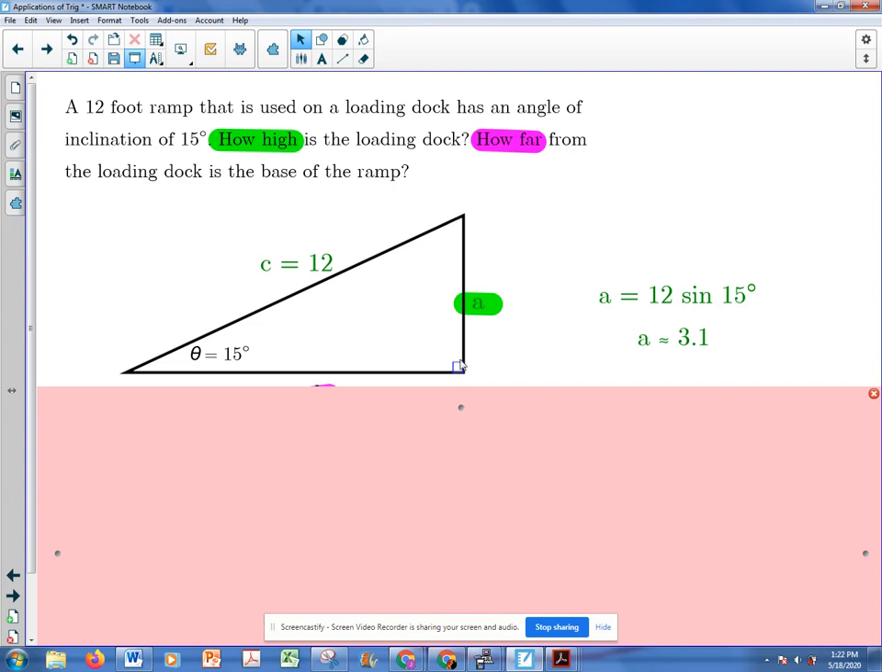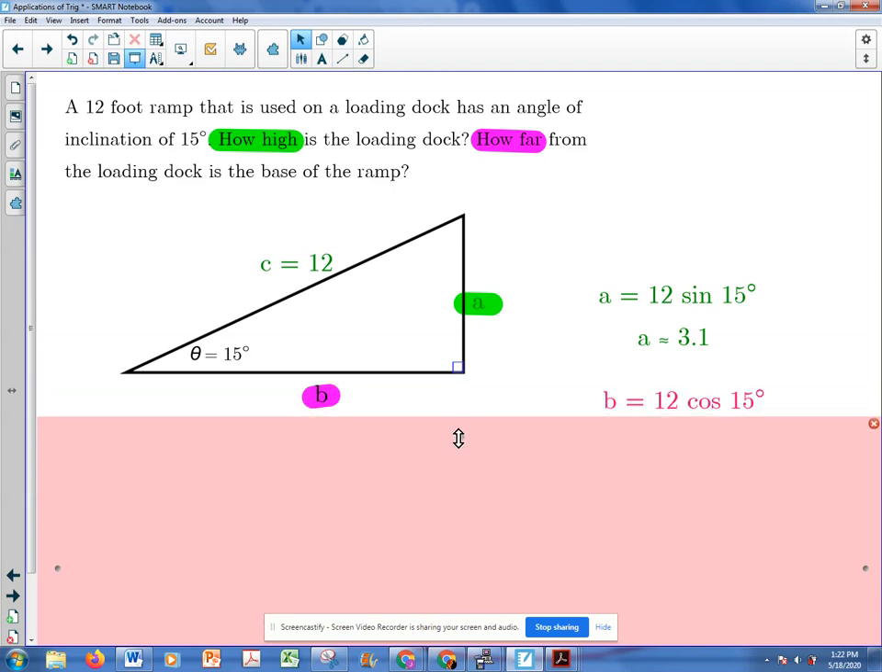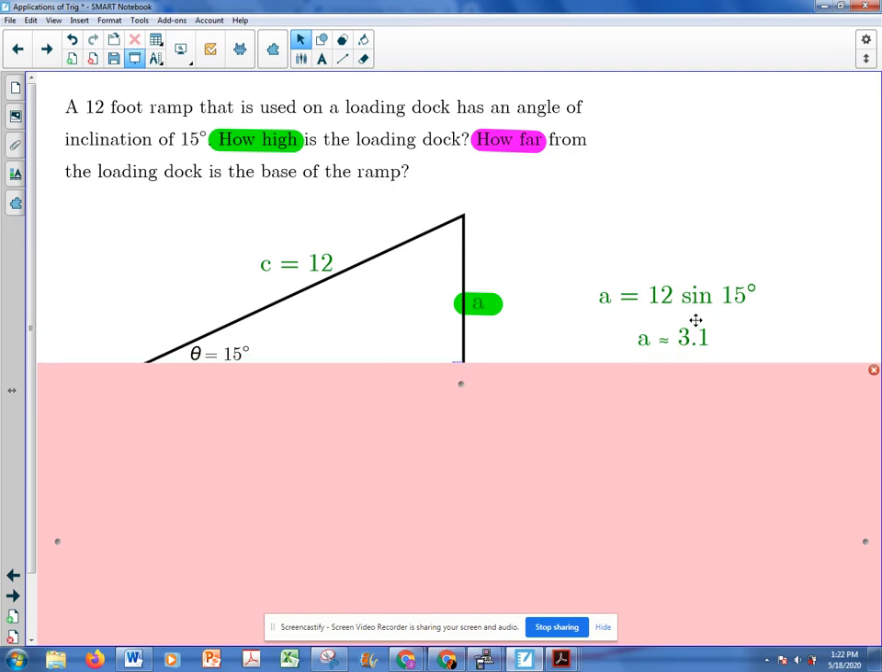How high is the loading dock? Oh, that's over here. And the angle of inclination means how much it comes up off the ground. So this is the angle of inclination. A 12-foot ramp that is used on a loading dock has an angle of inclination of 15 degrees. How high is the loading dock? How far from the loading dock is the base of the ramp? Oh, that's going to be B. So A ends up being 12 times the sine of 15.